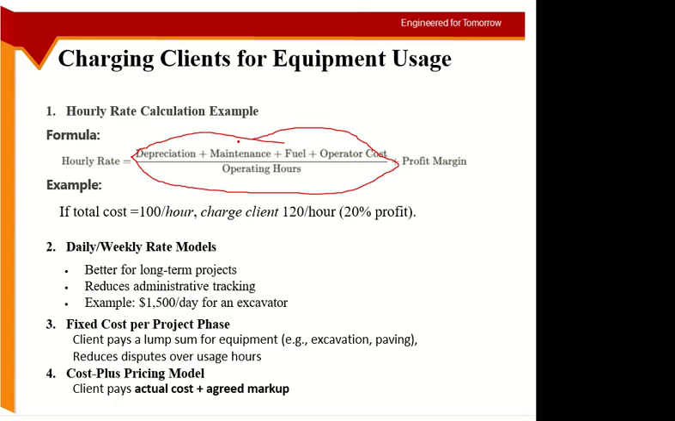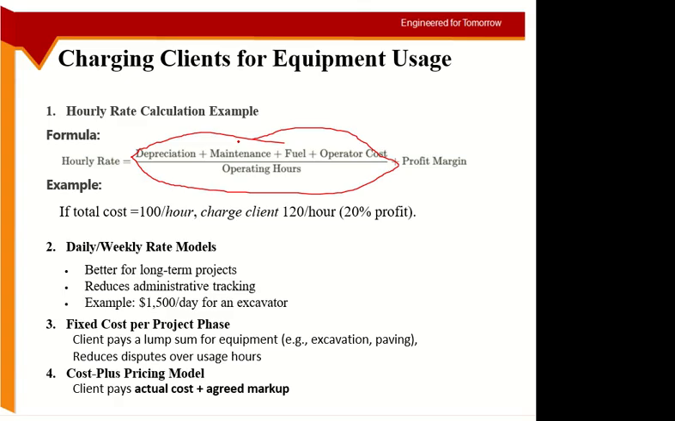If you are going for a fixed cost for the whole project, then obviously tracking becomes easier, and you don't need to fight or show the client how many days and how many hours the equipment was used. You just tell them, you required the full excavation of the plot. I have done this. You can see the size, and this is my bill. That's it.